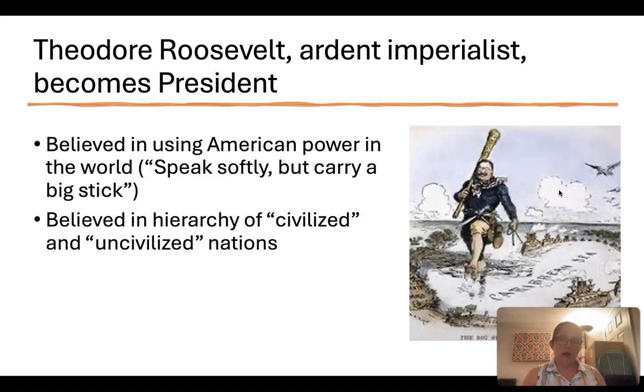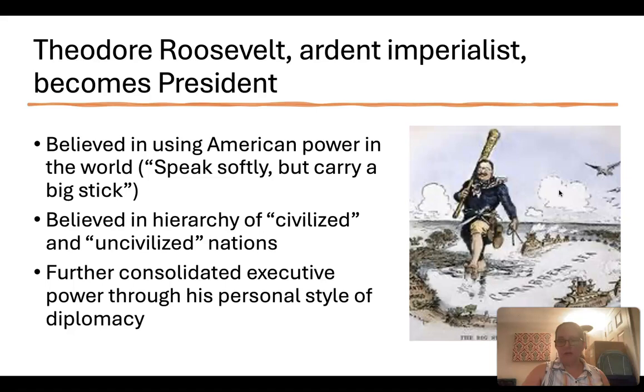He believed in this hierarchy of quote-unquote civilized and uncivilized nations, and he really was able to consolidate executive power through his very personal style of diplomacy. He sets a precedent for all American presidents since then, in that he really decided to play a huge role in foreign affairs and consolidate the power of the presidency.